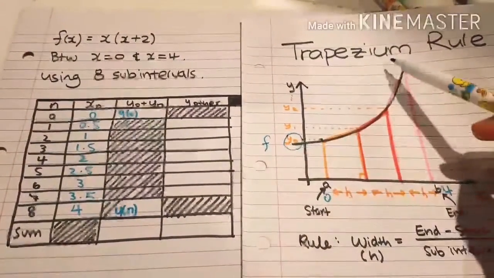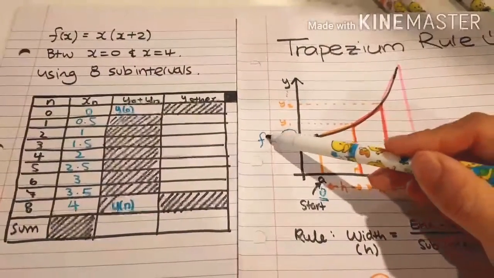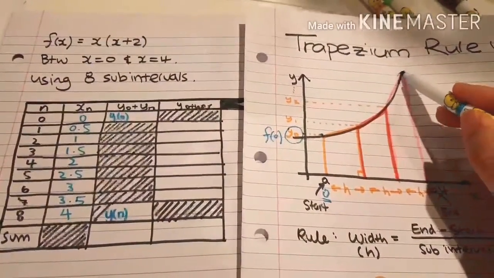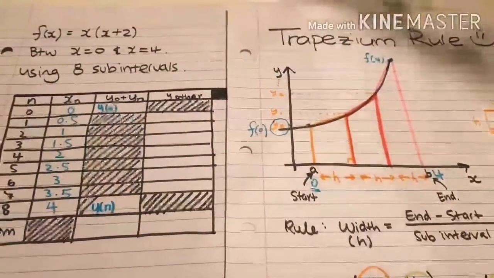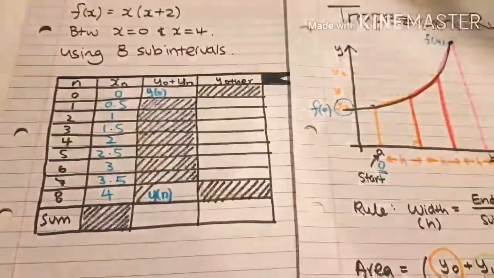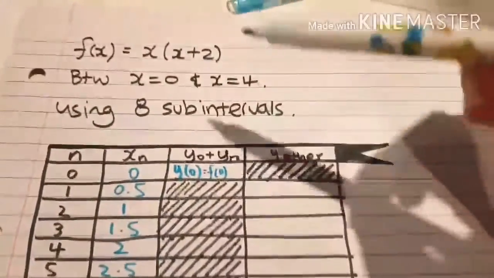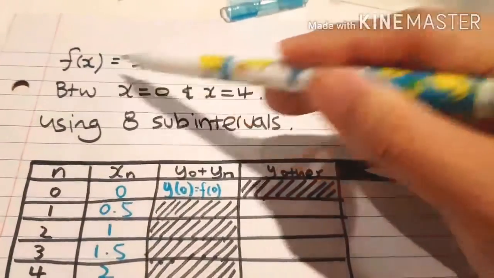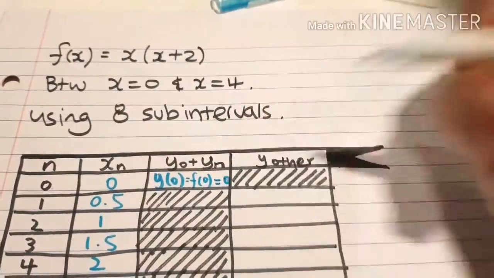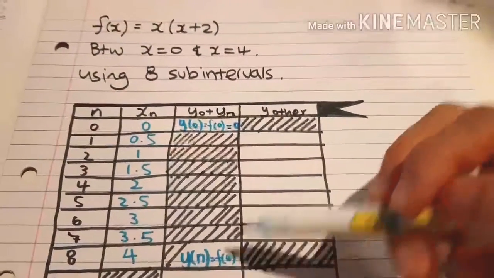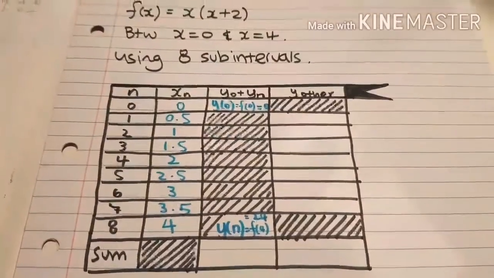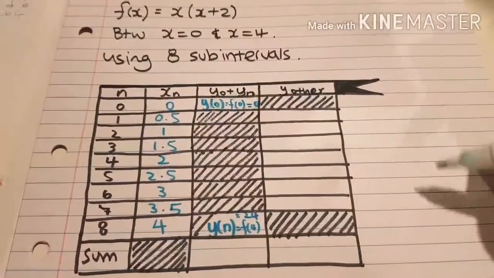In the function, I'm going to put the starting value 0, whereas for the end I put 4 to get the y value, f(4). So f(0): putting 0 in for x, that's going to be 0. If I put in 4, I'll get 24. Likewise, you're going to do everything over here.